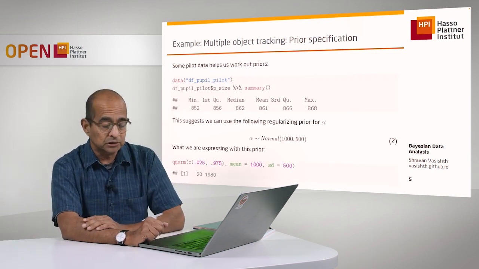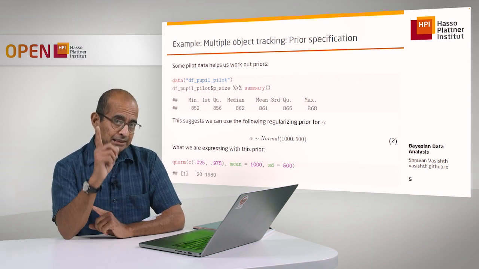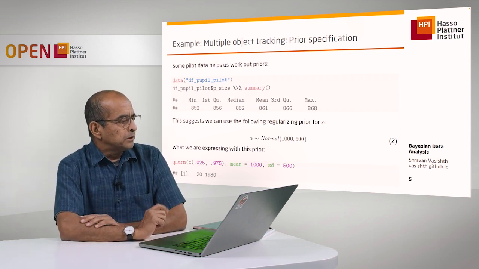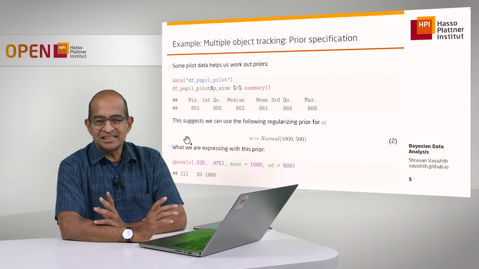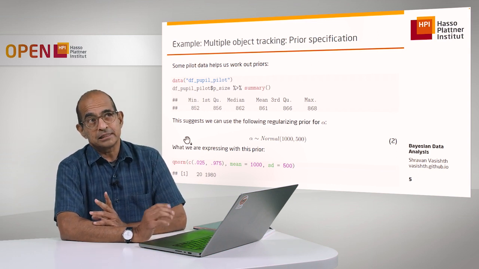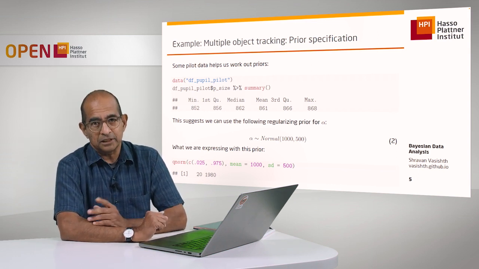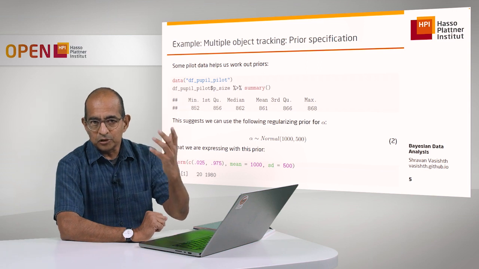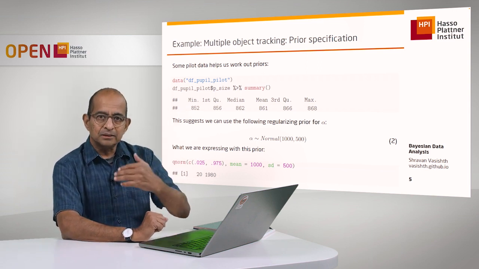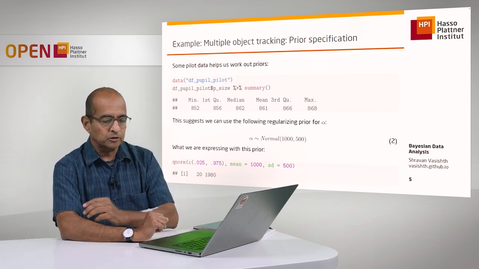So how do we decide on what the priors are? Let's first think about the intercept. With the intercept, I need to have some knowledge about what pupil sizes can be. Well, pupil size can't be negative, right? Whatever the units are, we don't know what the units are here, but there's some positive number. Pupil size cannot be negative.